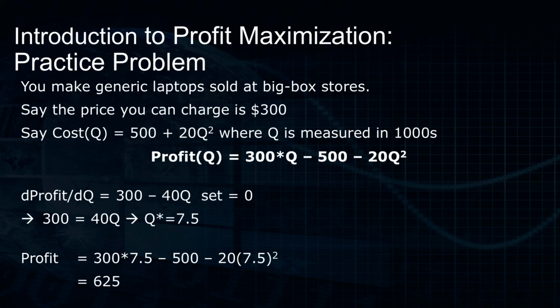Let's go back to our profit equation. Remember, this is 300Q minus cost, which is 500 plus 20Q squared. Our derivative of profit with respect to Q gives us 300 minus 40Q. Setting that equal to 0 and solving for Q, we get a quantity of 7.5. In order to solve for the actual profit, we take that Q star, sub it back into our profit equation, and that will spit out our maximized profit. In this case, we'll get 625.